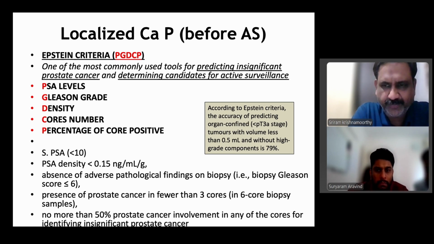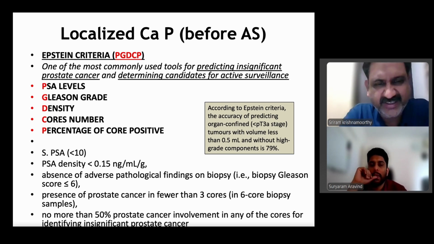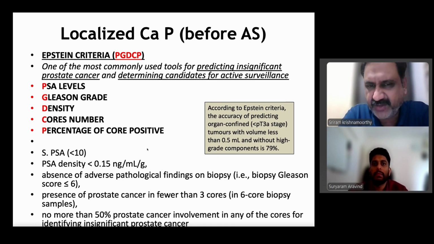And then D stands for PSA density. PSA density should be less than 0.5 nanogram per ml per gram of tissue. That is PGD. P for PSA, G for Gleason's grade, D for density, and then C for number of cores positive. How many cores are positive? Less than 3 cores, more than 3 cores. And the percentage of each core that is positive. Less than 50%, more than 50% of each of the cores that are positive. These are the 5 parameters based on which you will decide whether this particular candidate is fit enough for active surveillance or not. Please remember this.